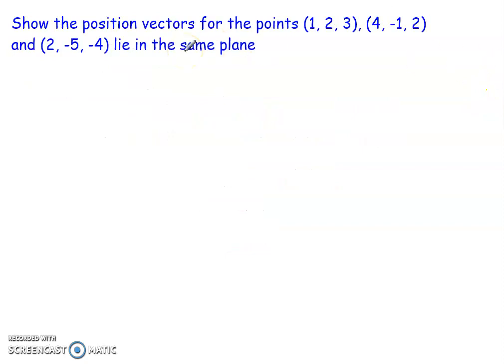Last one, show the position vectors for the points 1, 2, 3, 4, negative 1, 2, and 2, negative 5, negative 4 lie in the same plane. Now this is thinking back to some of the characteristics of a triple scalar product, specifically the one where we take our triple scalar product. So if we've got A dot bracket B cross C, and if we get an answer of 0, we know that they lie in the same plane.